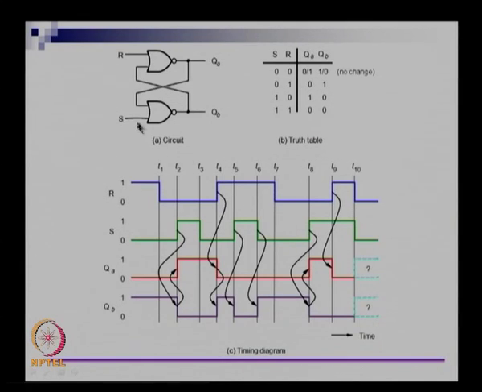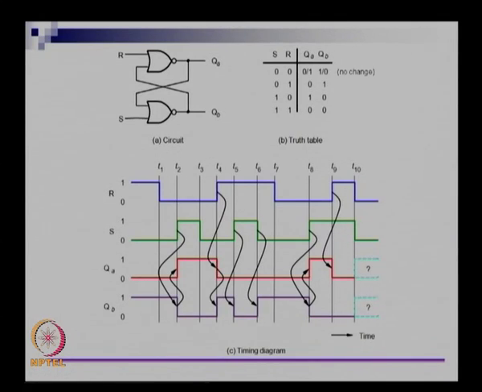Let us say at the same time I was evaluating S. Before this QA changes to 1, let us assume that QA was already 0. So if it is at 0, let us now evaluate S. This was at 0 and S also went to 0, so 0 and 0, 0 or 0 gives 0 and the NOR will make it 1. So if both R and S simultaneously go to 0, QA and QB both will go simultaneously to 1, okay.